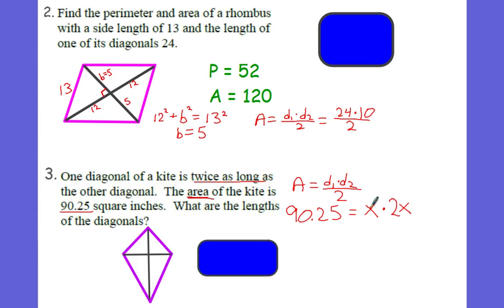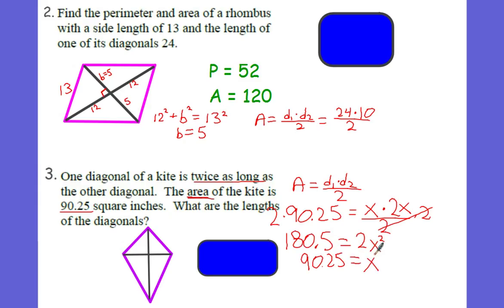So I've got one diagonal, some number x, times 2x, all over 2. Let's go ahead and simplify that. We could multiply both sides by 2, so this goes away. That would be 180.5 equals x times 2x, which gives us 2x squared. Solving for x, divide both sides by 2, so this goes back down to 90.25 equals x squared.